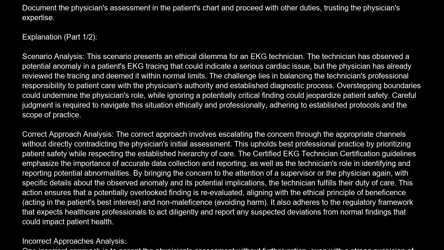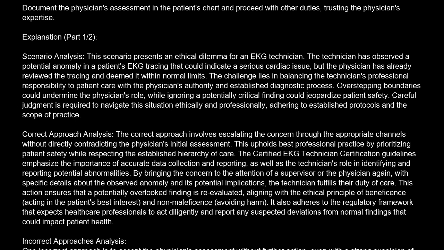Correct answer is B. Document the physician's assessment in the patient's chart and proceed with other duties, trusting the physician's expertise. Explanation. Scenario analysis. This scenario presents an ethical dilemma for an EKG technician. The technician has observed a potential anomaly in a patient's EKG tracing that could indicate a serious cardiac issue, but the physician has already reviewed the tracing and deemed it within normal limits.